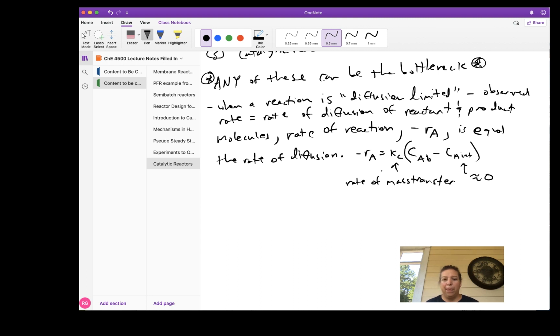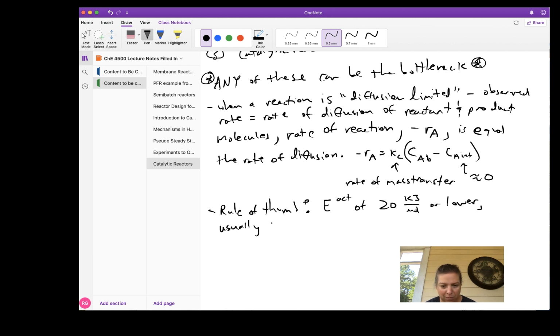A rule of thumb is that if you are able to measure an activation barrier of 20 kilojoules per mole or lower, usually that means diffusion limited reaction.